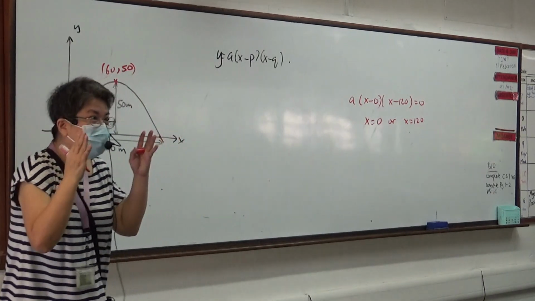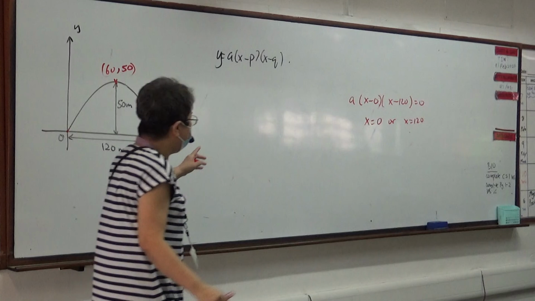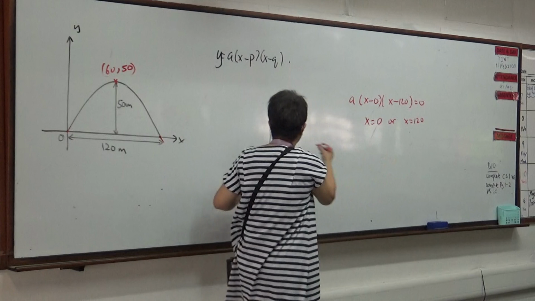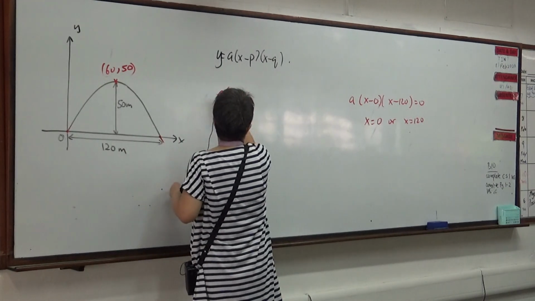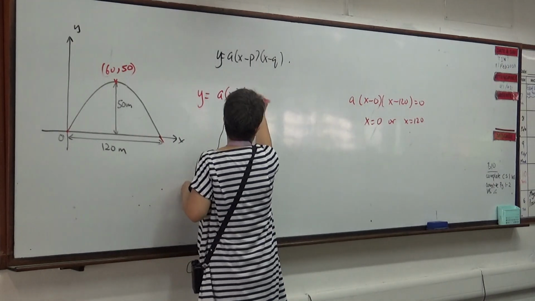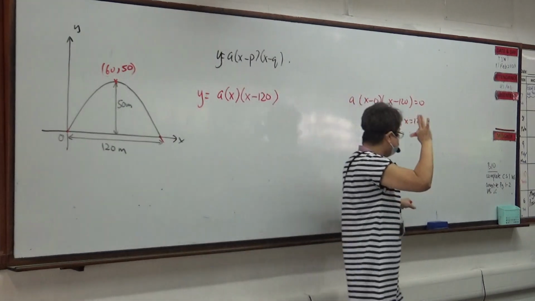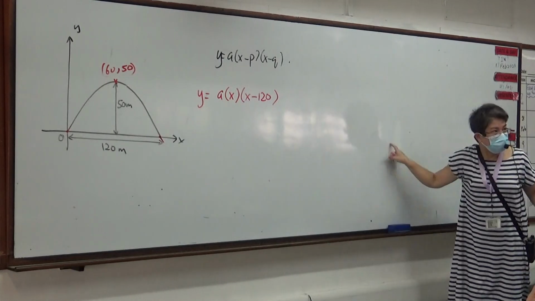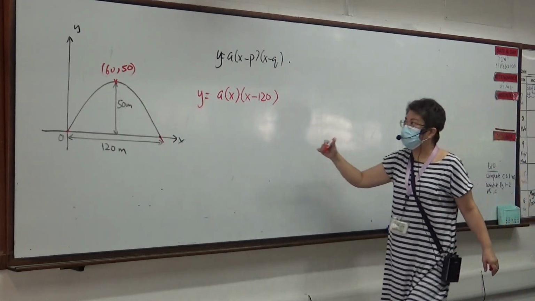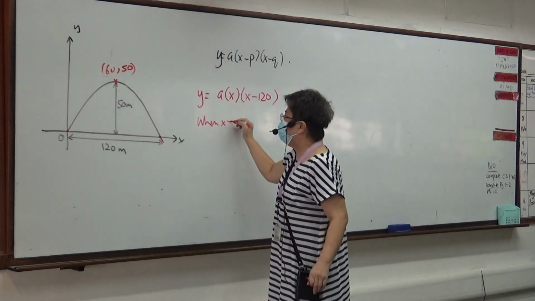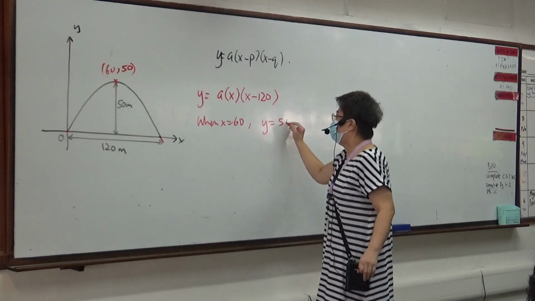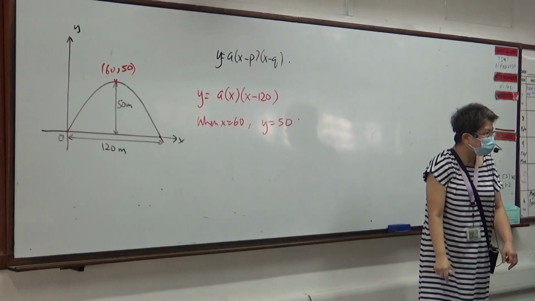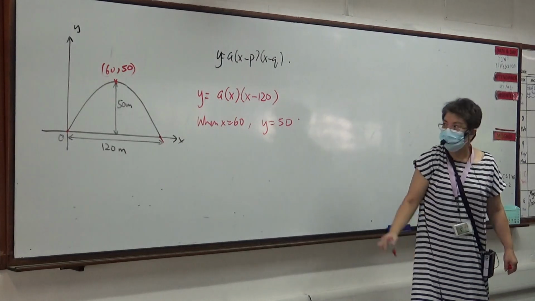So once you see this, it's okay. Why do I say it's okay? Now, can you see this one? I'm going to write it right now. y will be equal to a x (x minus 120). That will be my equation, right? From here. Correct? Now, can you see that when x is 60, y is 50, from that point that lies on the ground? Everybody clear?